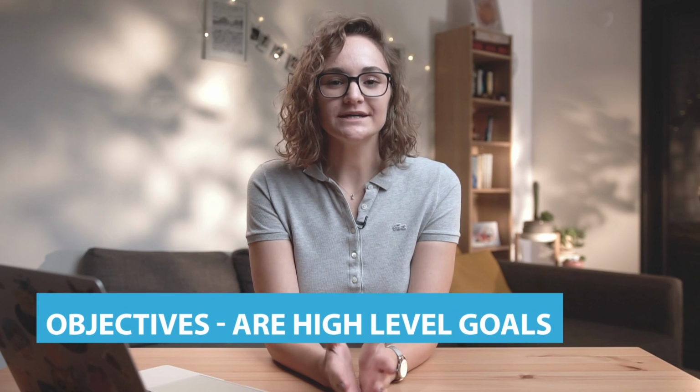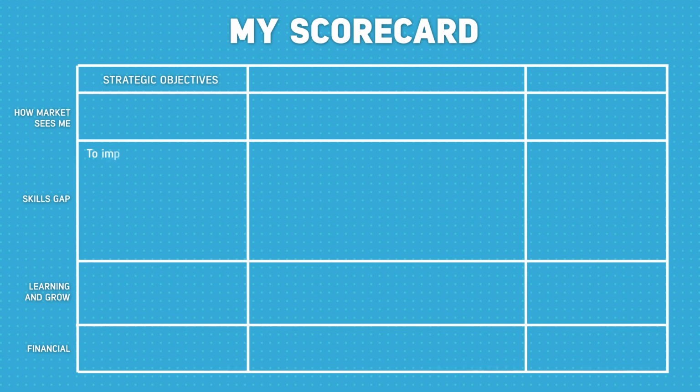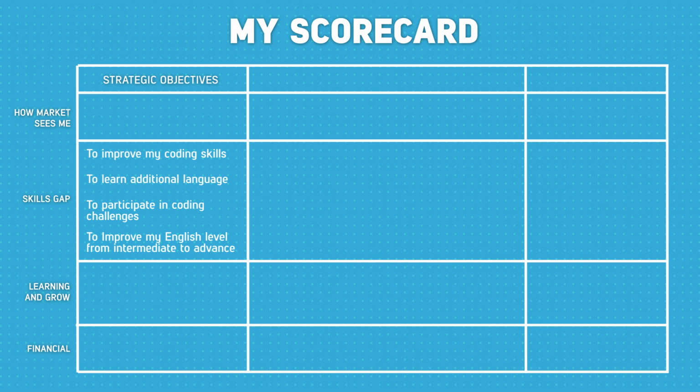To put the balance scorecard to work, you should articulate goals for time, quality, performance, and service, and then translate these goals into specific measures. Objectives are high-level goals. For example, to improve my coding skills, to learn additional language framework, to participate in coding challenges. To improve my English level from intermediate to advanced, for example.